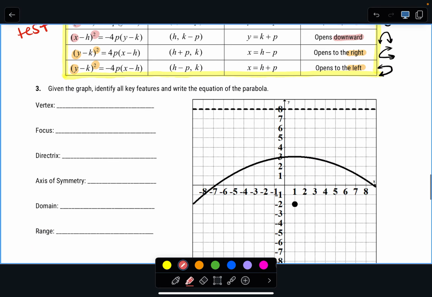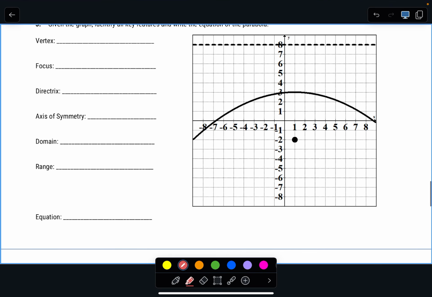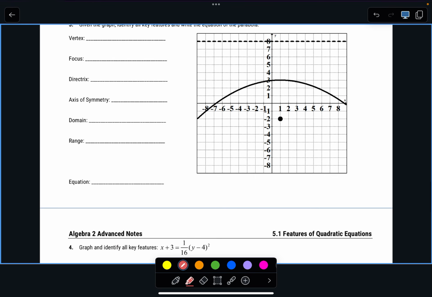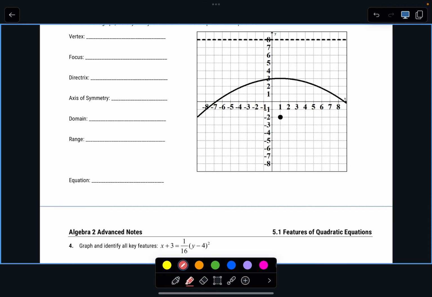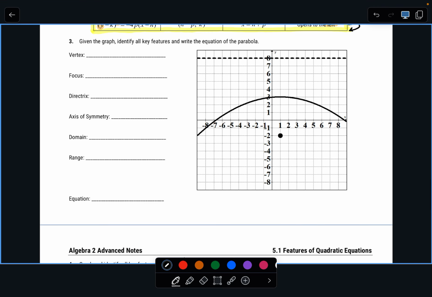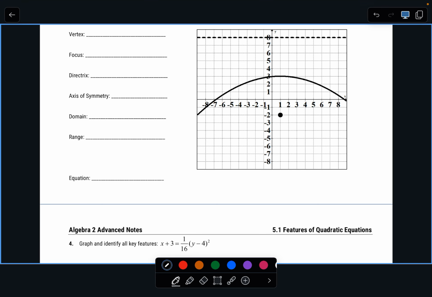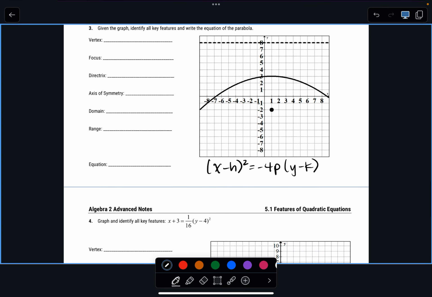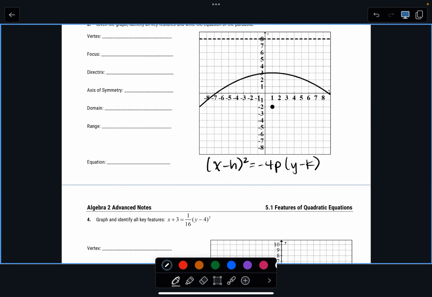What direction is this parabola opening? Downwards. So what I like to do, and this is just a piece of advice from your teacher who's taught this for a very long time, I like to go in and look at the equation for downwards and copy it next to where I need it to be. So I'm just going to write (x minus h) squared is equal to negative 4p times (y minus k). And this is coming directly from the table, and I'm only looking at the row that says it's opening downward. So I just wrote the equation that's there.